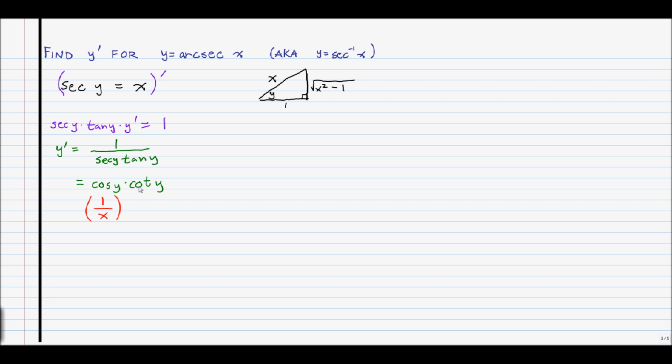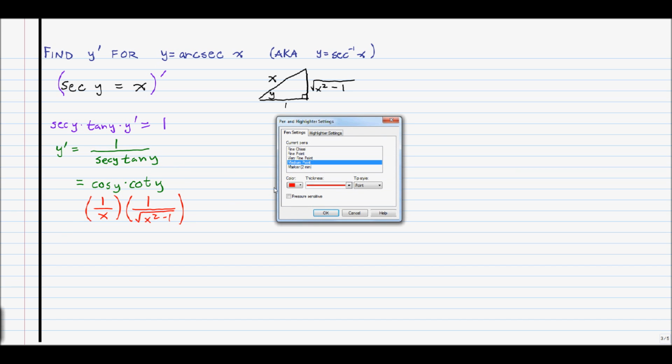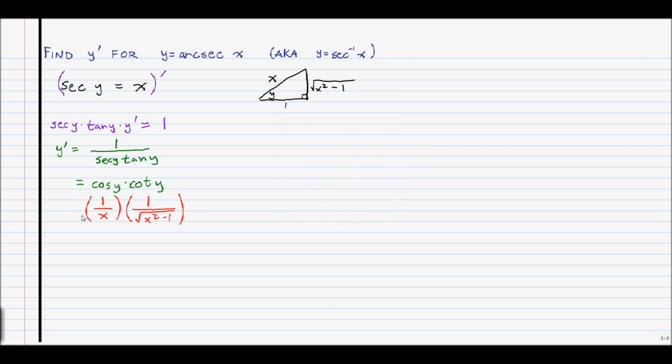Cotangent of y. Instead of being opposite over adjacent, that's going to be adjacent over opposite. So 1 over the square root of x squared minus 1. So from here, for my final answer, what is the derivative y prime? Well, we're actually seeing it right here. So for arc secant of x, the derivative is equal to 1 over x square root of x squared minus 1.